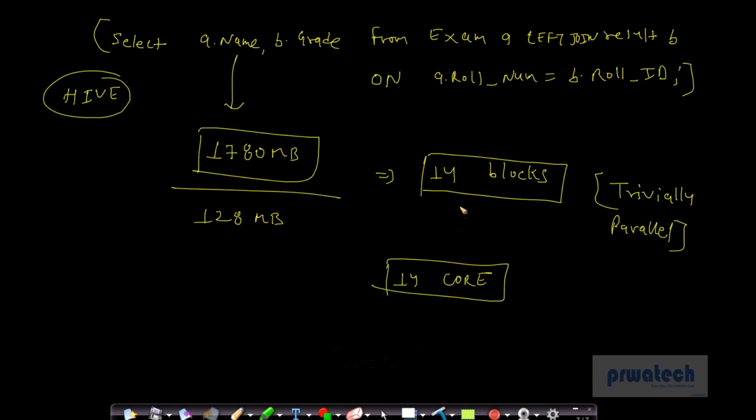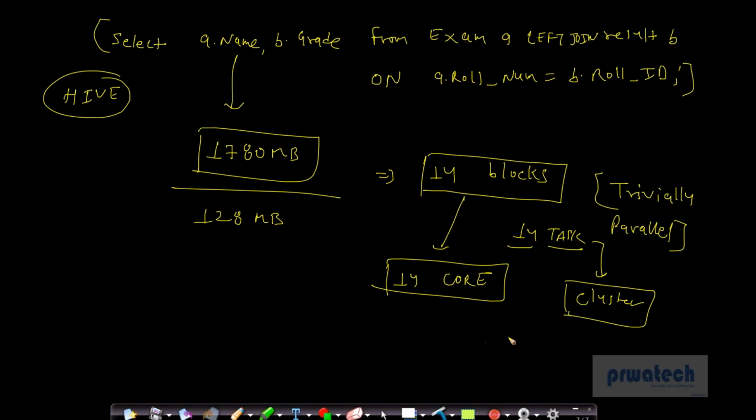So 14 blocks, 14 cores in parallel. Let's say they're running. I got 14 cores from 5 machines, and I'm running these 14 tasks. Can I call this 14 tasks? I'm running all these 14 tasks in my cluster. And what is this cluster size? This cluster is a group of something.